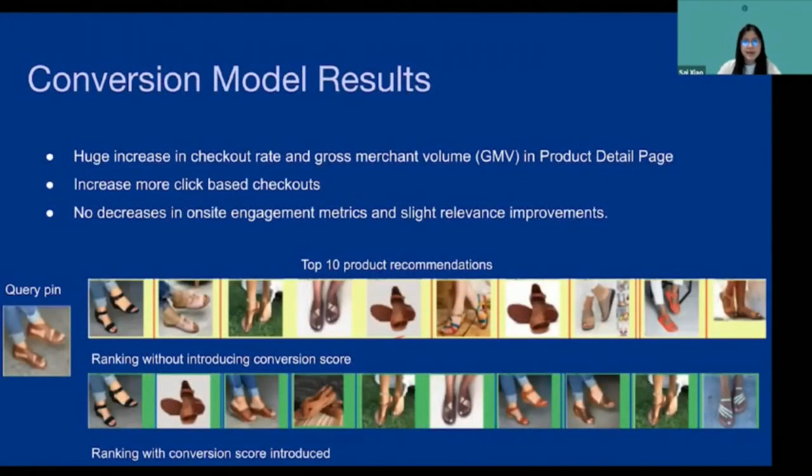The shopping conversion model has been experimented with in quite a few places at Pinterest. We observed a huge increase in checkout rate and gross merchant volume on the product detail page. We also increased click-based checkouts, which have higher quality than impression-based checkouts. We didn't cause any decrease in the other engagement metrics, and also achieved a slight relevance gain. Given the query pin, this is an example. We observed that the top 10 product recommendations after the conversion score was introduced have more relevant pins.